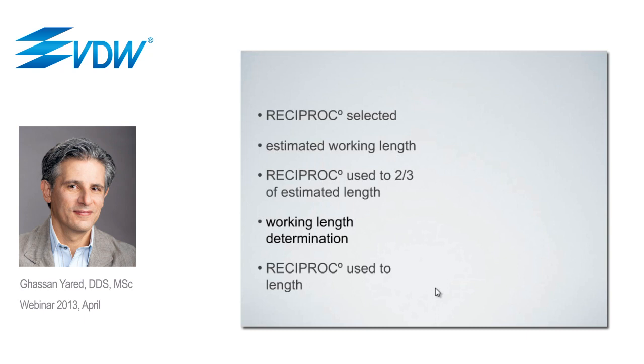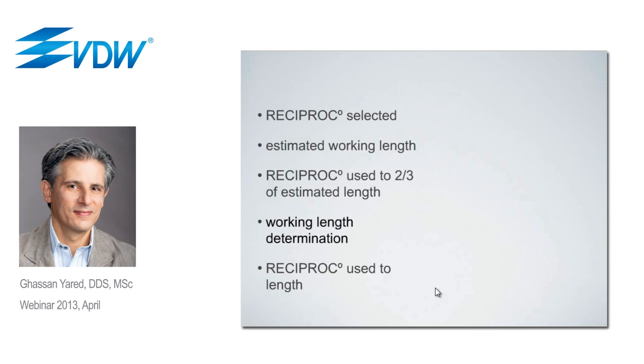So once we select the reciproc instrument, we will estimate the working length from the preoperative radiograph. Then we will put the stopper on the instrument at 2/3 of that estimated length. We'll take that instrument, and we start using it as I described earlier. 1 to 3 packs, take it out, irrigation, patency.